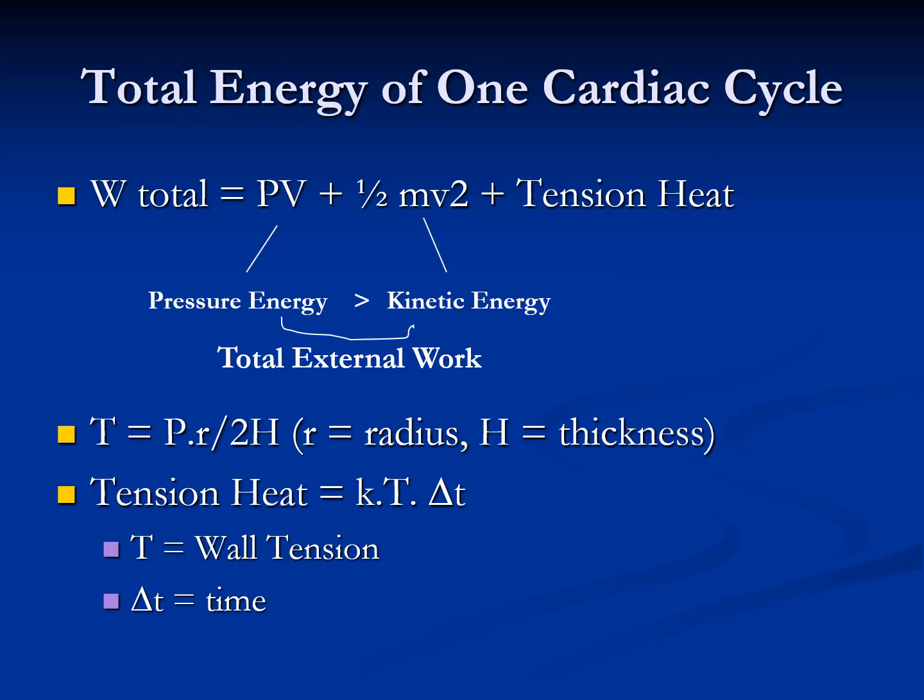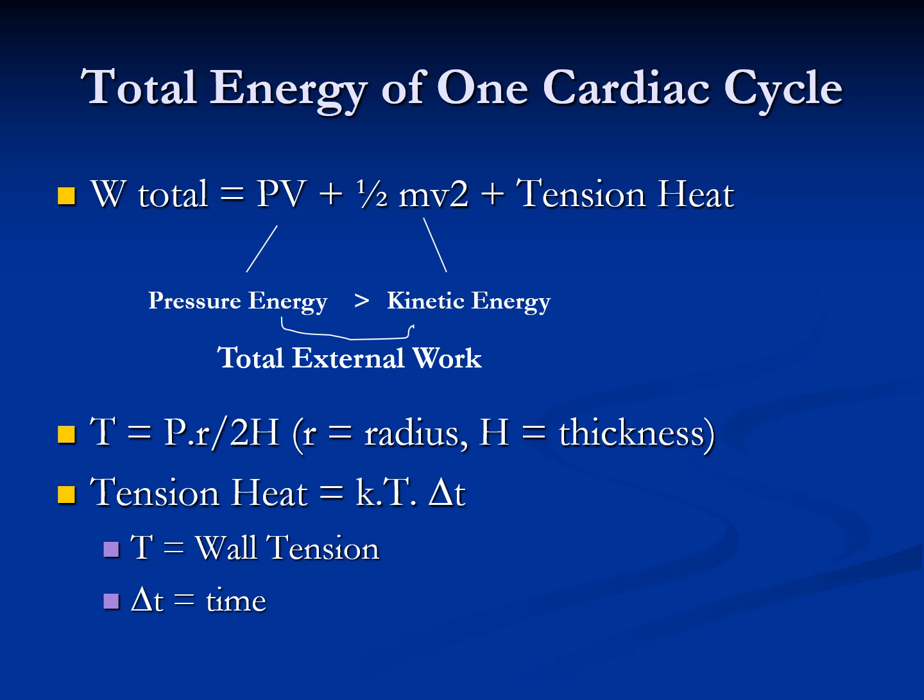But if you look at the total energy of one cardiac cycle, the total energy consumed by the ventricle in one cardiac cycle, it would be pressure energy, so pressure volume, meaning the area of the pressure volume loop, plus kinetic energy, the velocity at which the blood leaves the ventricle, half mv squared, plus something called tension heat. Pressure and kinetic energy together are called simply total external work. Pressure work or pressure volume work plus kinetic energy work. It's total external work.